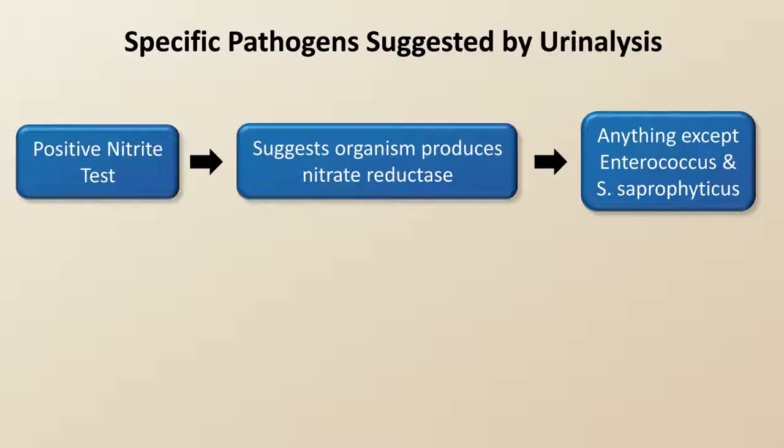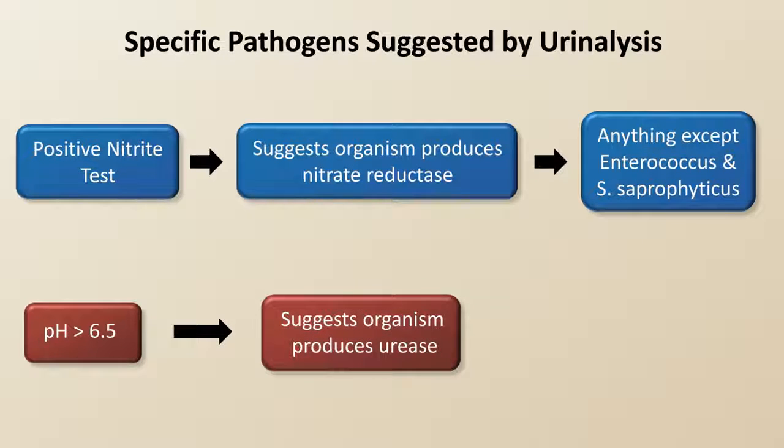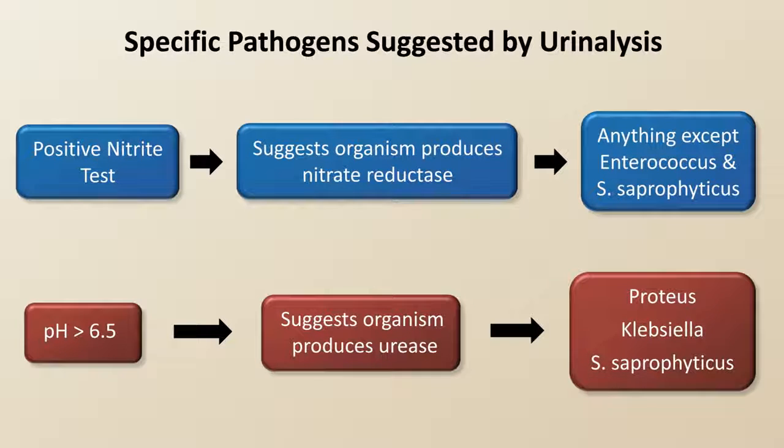Another test result that can be helpful to see is a urine pH greater than 6.5. In the absence of alkalemia, this suggests the organism produces the enzyme urease, which catalyzes the hydrolysis of urea into carbon dioxide and ammonia. This ability is generally limited to Proteus, Klebsiella, and Staph saprophyticus.